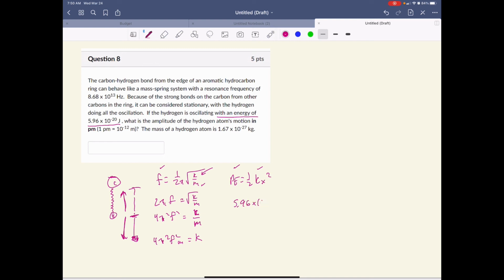So the 5.96 times 10 to the negative 20th has to equal 1/2 times 4 pi squared f squared m times x squared. And you are given f, you're given m, and now you can solve for x. They do want the answer in picometers. So whatever your x value is, you're going to divide that by 10 to the negative 12th, which will tell you the answer in picometers.